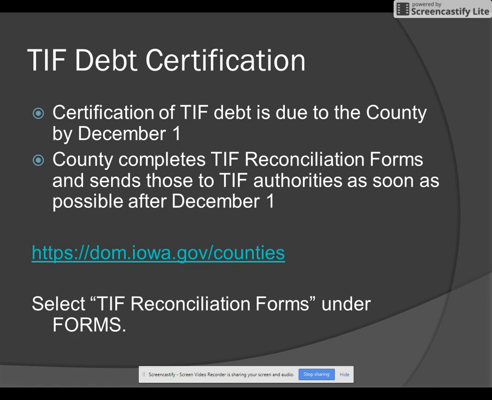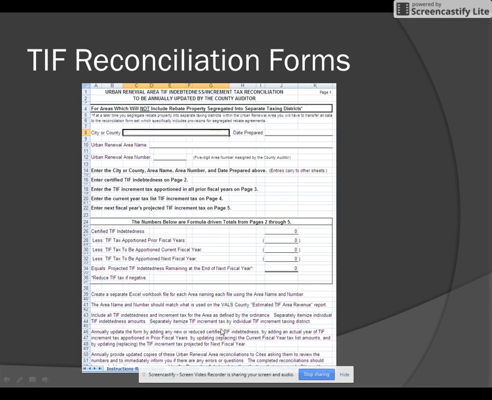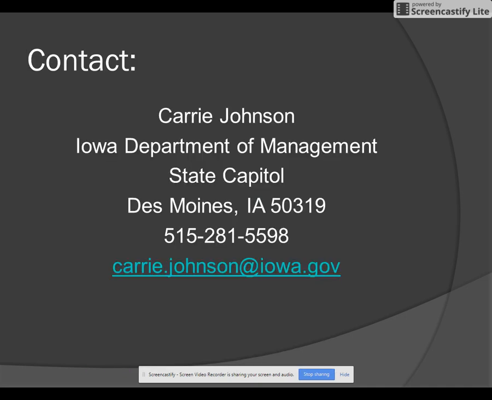For those forms, you would go to dom.iowa.gov/counties, that county resource page, and select TIF reconciliation forms under forms. And this is just an example of what that form looks like. You would complete a form for each and every TIF area, urban renewal area within your county.